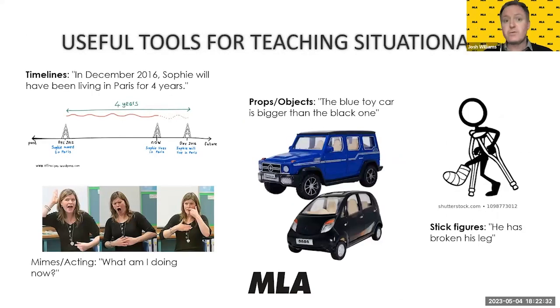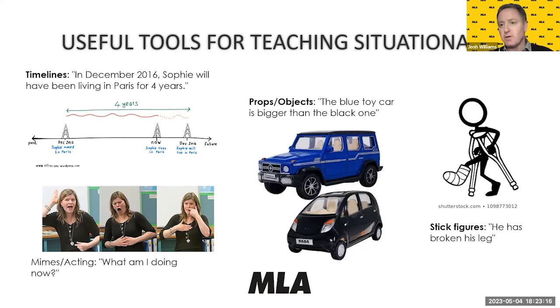Some other useful tools for situational grammar. Timelines. I mean, we may one day do a lesson on drawings in the classroom. I've always got that half planned, this webinar. But a timeline, for example, in December 2016, Sophie will have been living in Paris for 4 years. So we have the future perfect continuous, quite a complex form, but if you can draw it with this past, future, now, December 2012, December 2016, the sentences present it in a sort of situation, and you can work out from the timelines how it works.